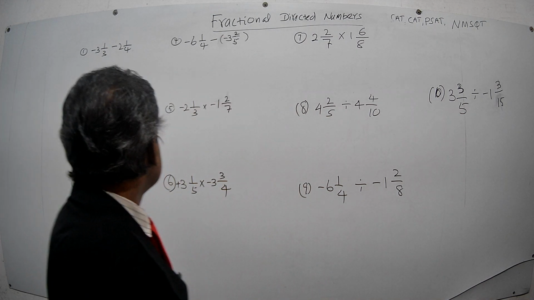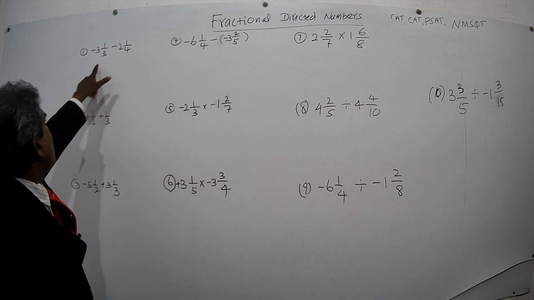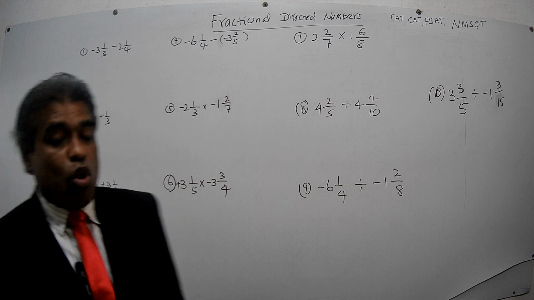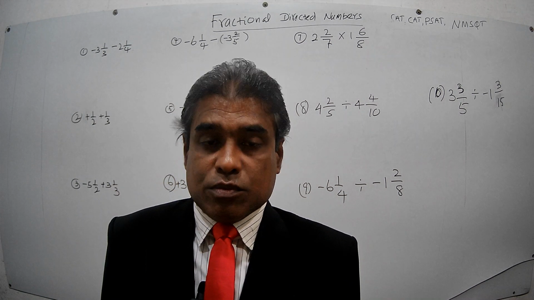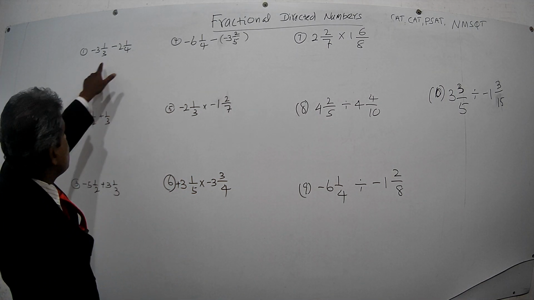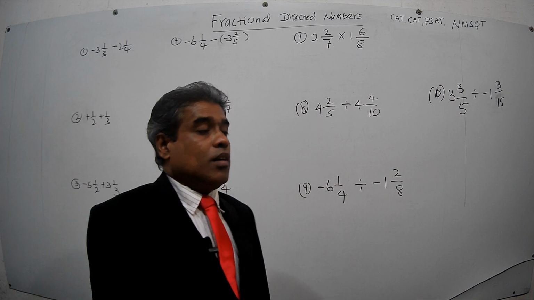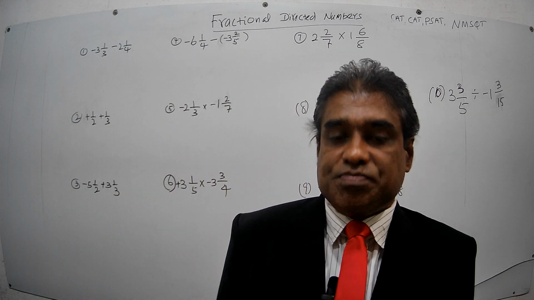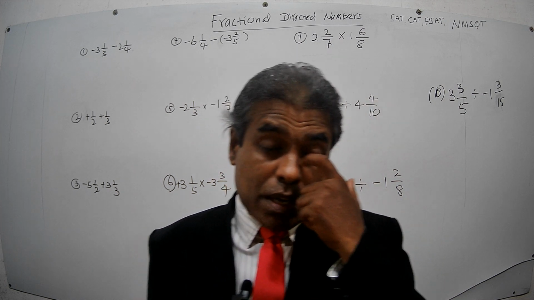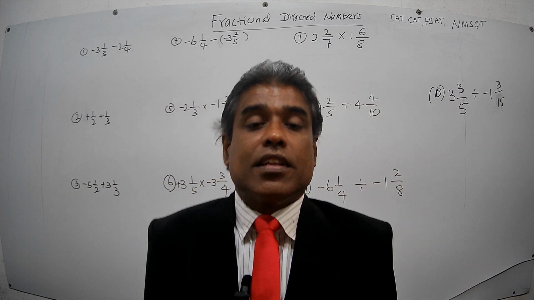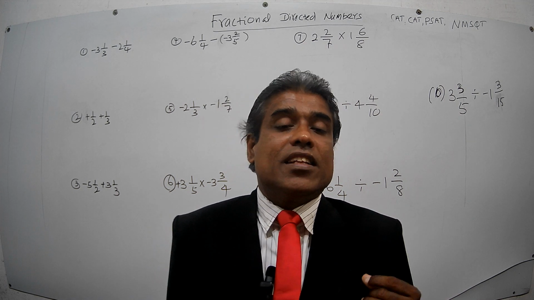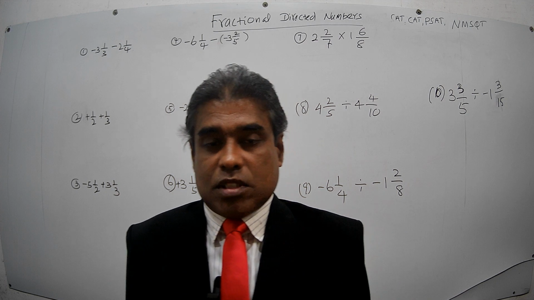Right. Now the first one is this: minus 3 1/3 minus 2 1/4. Now these two numbers are both negative. Both the fractions are negative. Therefore, these two fractions must be added. The reason is, when two numbers of the same signs are given in addition and subtraction, you have to add. Numbers of the same sign must be added, and the same sign must be put with the answer.